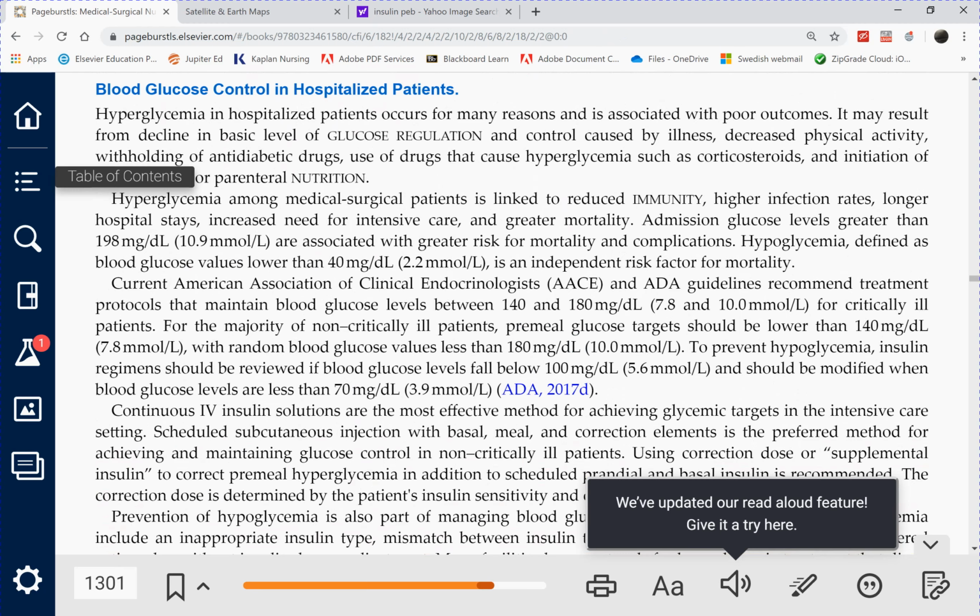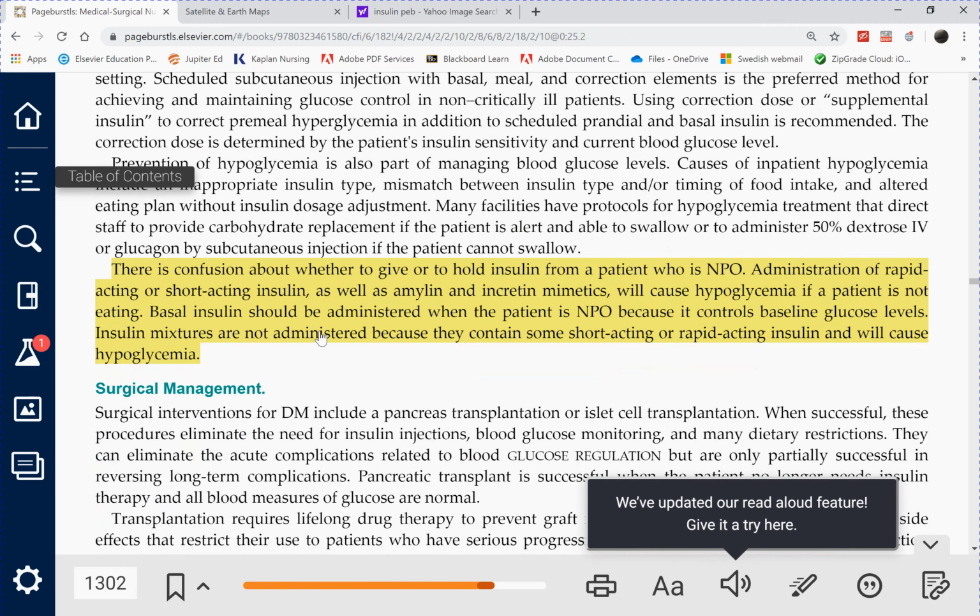All right, this part here is about controlling glucose in hospitalized patients. Let's talk about patients who are NPO, because we have a few of those. We put the patients on NPO, even diabetics, for procedures, for testing, surgeries. If you read the highlighted portion, I'll read it for you. There's confusion about whether to give or to hold insulin from a patient who is NPO. Administration of rapid or short-acting insulin will cause hypoglycemia if the patient is not eating. So yeah, that makes sense.